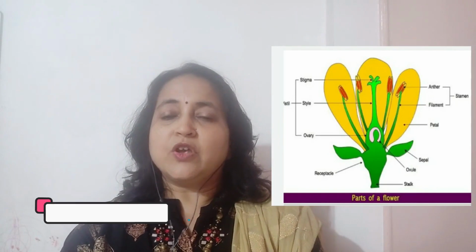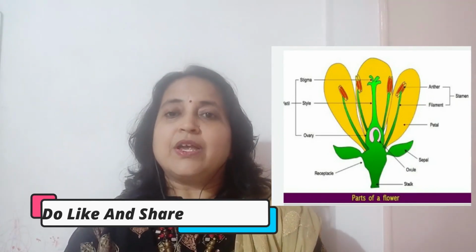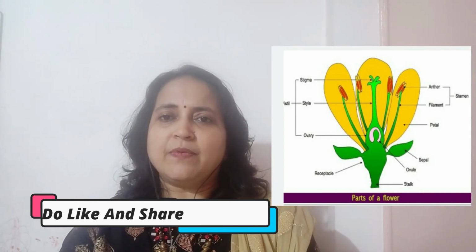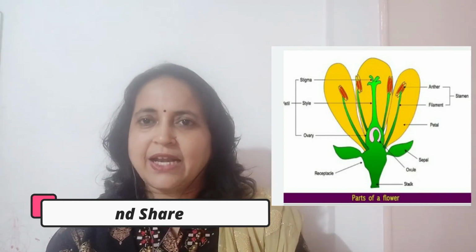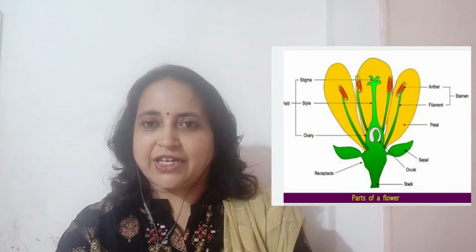Now if we observe the structure of the flower, we can see four main parts: calyx, corolla, androecium and gynoecium. Calyx is made up of sepals, which are generally green in color. Petals form the corolla. Petals are ज्याला आपण मराठीत पाकळ्या असं म्हणतो. They have attractive colors to attract the insects for pollination.